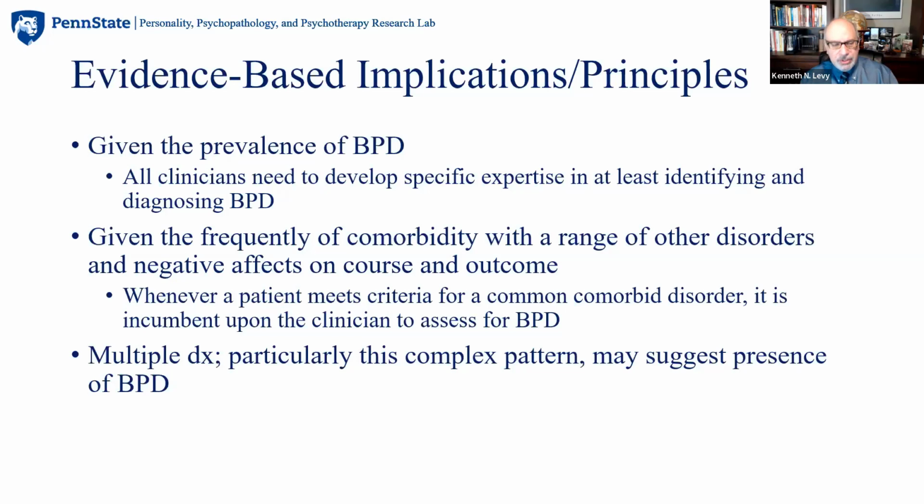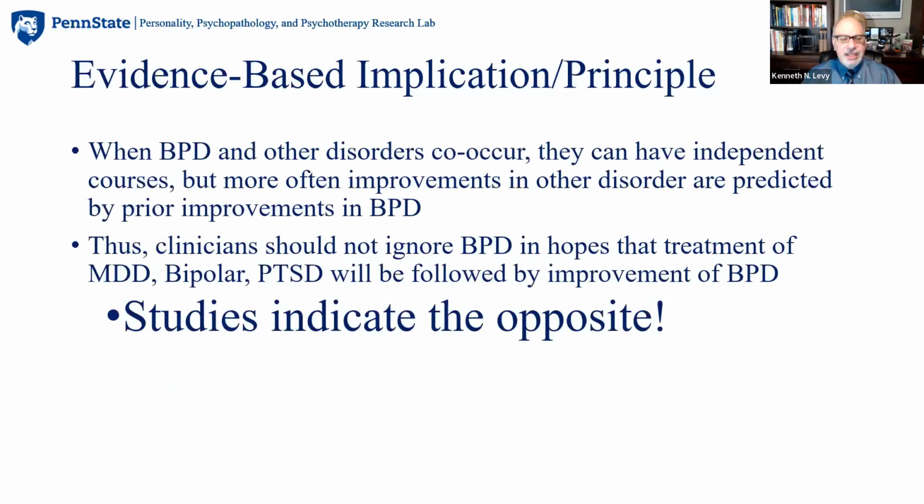And I would suggest, particularly if there are multiple disorders in this complex pattern, which I think is suggestive of BPD. And as I said earlier, BPD and these other disorders can co-occur and they can be independent, but often BPD is predicting the course and outcome in these other disorders, and we should not ignore BPD and the idea that treating these other disorders will lead to improvement in BPD, because the studies actually show the opposite.